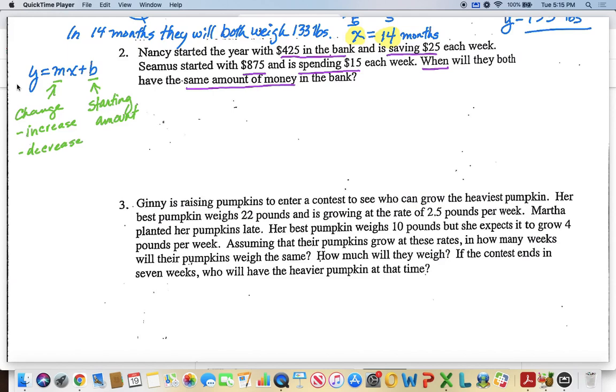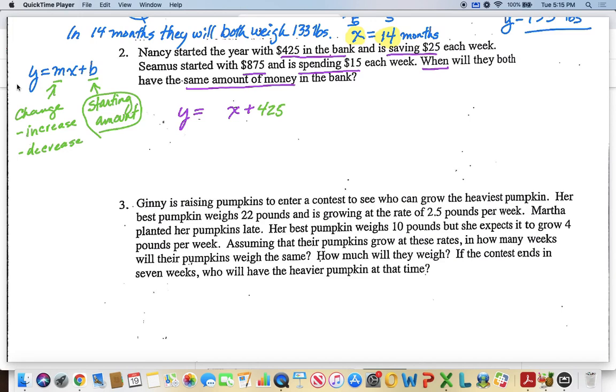All right, so let's put together an equation for Nancy. So we know it's going to go into this form, y equals mx, I'm going to leave a space for the m, plus the b. So now let's fill in what those amounts would be. So she's starting out with $425 in the bank. So that would be our starting amount right here. And so that's going to go at the end of the equation, the 425.